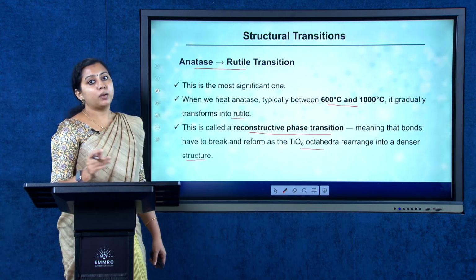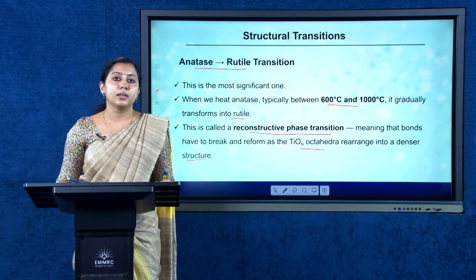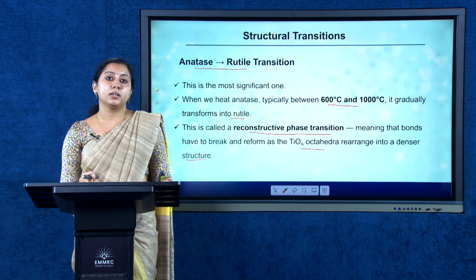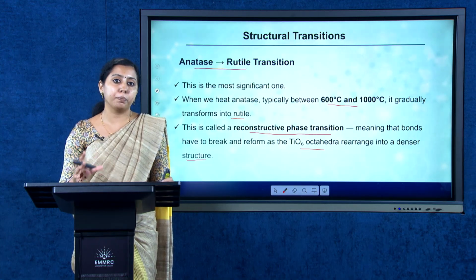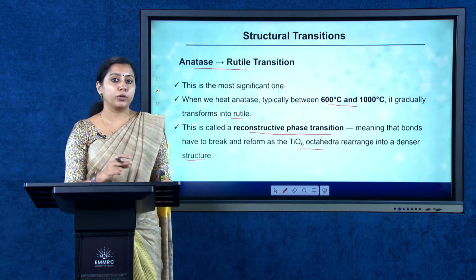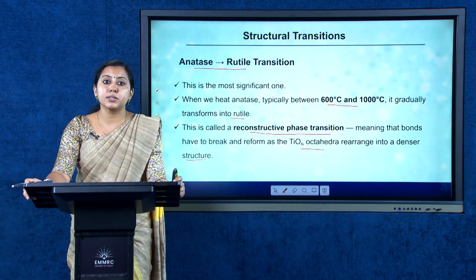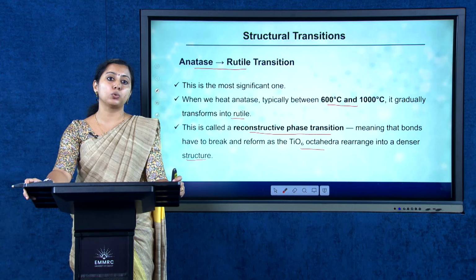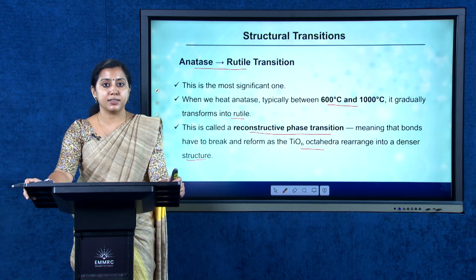We have seen that both anatase and rutile crystallize in tetragonal structure, but rutile has a more dense form or more tightly packed arrangement, whereas anatase has a more open structure. So, during the transition from anatase to rutile, upon heating between 600 to 1000 degrees Celsius, there will be breaking of bonds and reforming, and the TiO6 octahedra rearrange themselves into a denser form, and that is called a reconstructive phase transition.